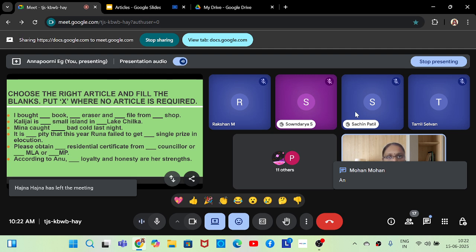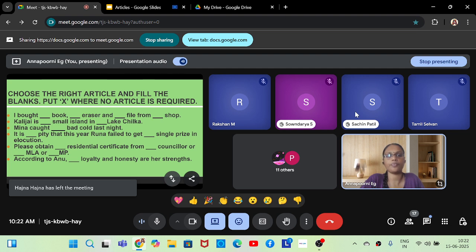But a residential certificate has to be obtained from the MLA or the MP who belongs to your area. Okay, so there will be lots of MLAs, lots of MPs. But you cannot go to any one MLA and ask that I want a residential certificate. No, that is not possible.